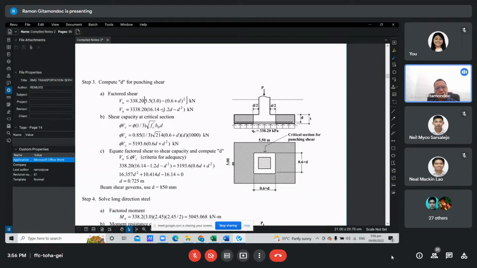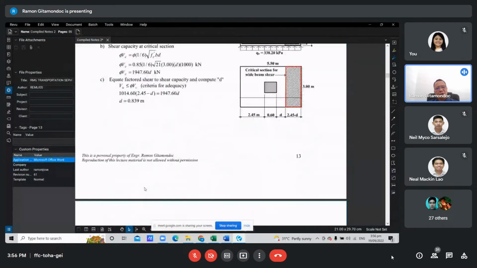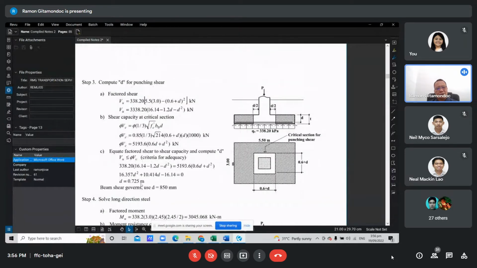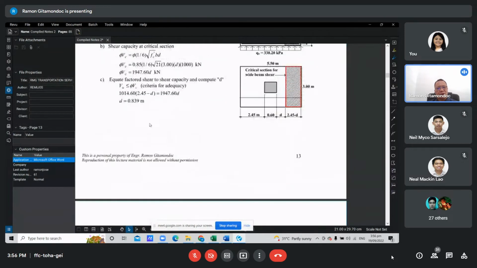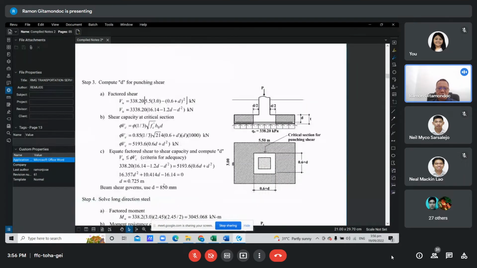So we have the factored shear in terms of d, then the shear capacity in terms of d. We equate the factored shear to the shear capacity, that is the criterion for adequacy. Then we get an equation in terms of d, and we can solve for d. So we get 0.729 meters. Compare this with 0.839 for beam shear. The larger value will govern. Thus we adopt 0.839, but we round this off to a more practical value, say 0.85, so 850 mm.